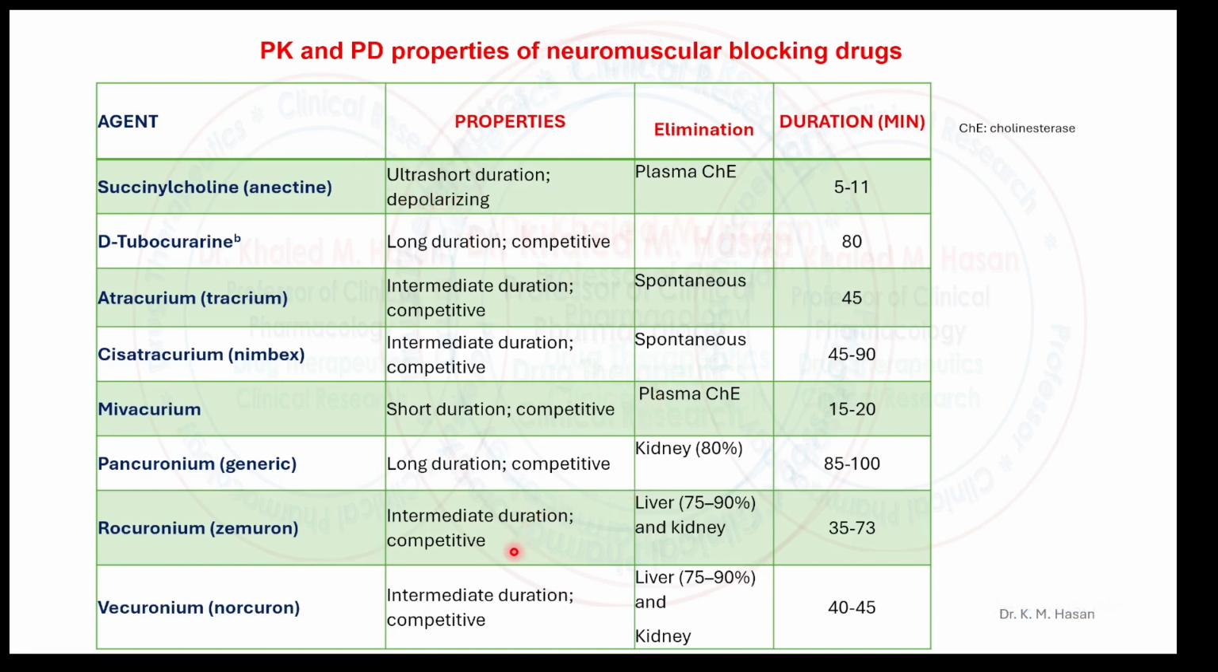Okay, moving to rocuronium, intermediate action, and vecuronium, intermediate action. What happened with the metabolism? You can see here vecuronium and rocuronium are mainly metabolized in the liver, about 75 to 90%. They are considered intermediate, between 40 to 70 minutes for both. So rocuronium and vecuronium are mainly metabolized in the liver, with intermediate duration of action, competitive binding to the receptor, between 40 to 70 minutes.